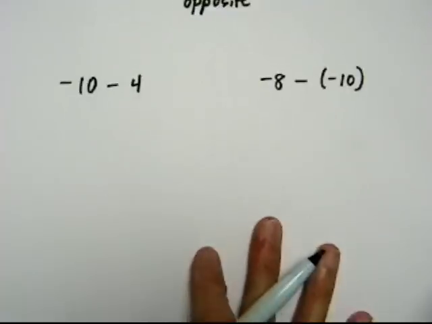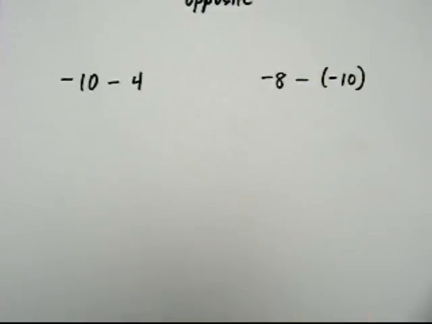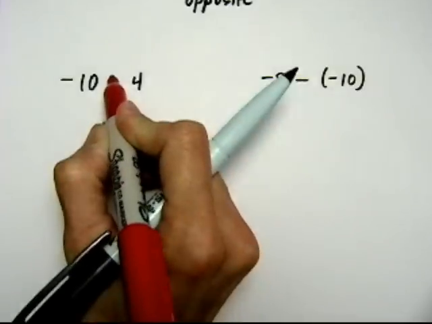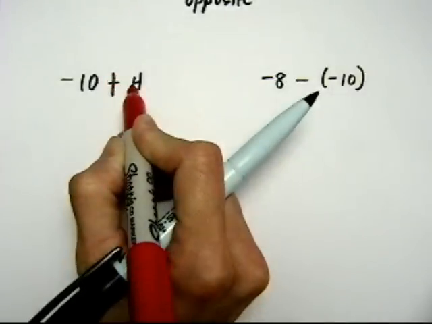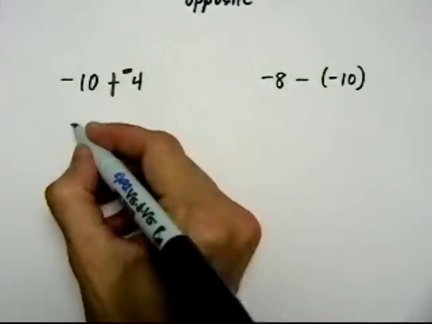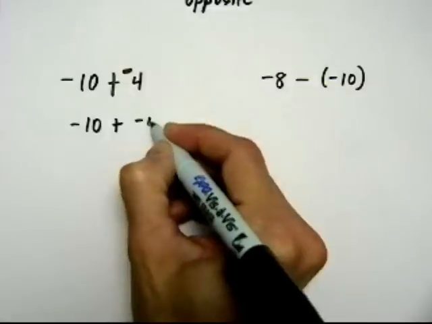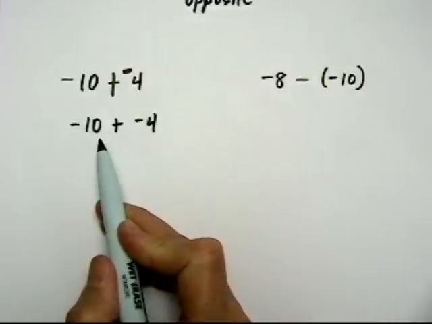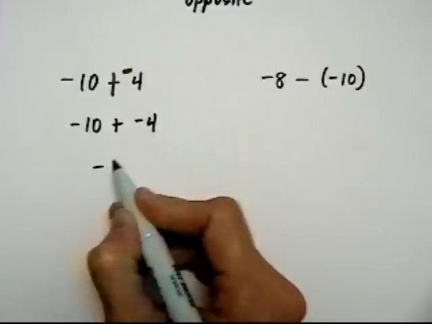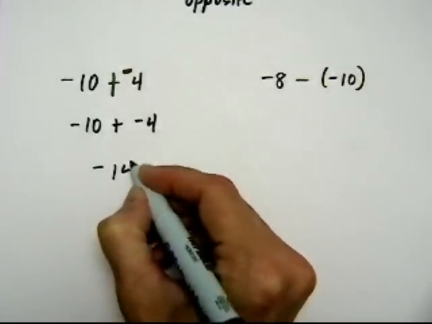And another one down here. Negative 10 minus 4. So we're going to add the opposite, which means change subtract to add, change positive 4 to negative 4. And that gives us negative 10 plus negative 4. And now we're adding two numbers with the same sign, so we keep the sign and combine the numbers, so we get negative 14.